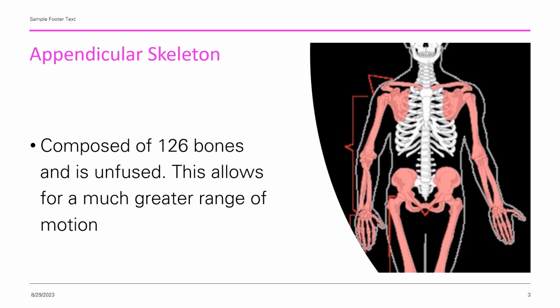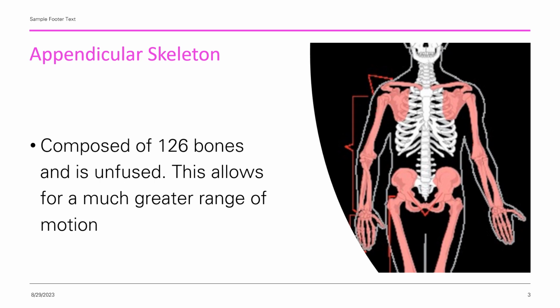So upper limbs. The upper limbs consist of the shoulder girdle, which is made up of the scapulae and the clavicle. Arm bones, so the main arm bone is the humerus. The forearm bones, so the radius and ulna. And the hand bones, so the carpals, the metacarpals, and the phalanges.